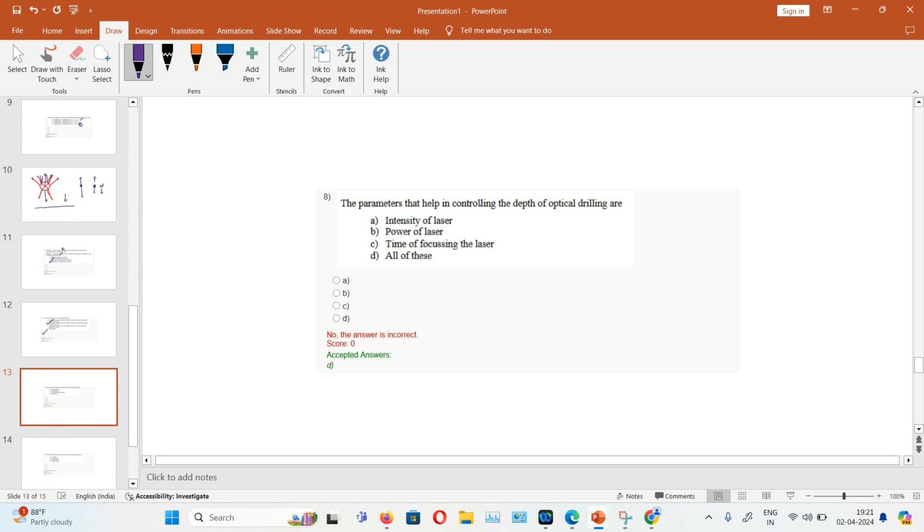So all these things are coming in. Intensity of the laser is proper, power of the laser is also good, and time of focusing of the laser is also good. So the answer to this question will be all of these.